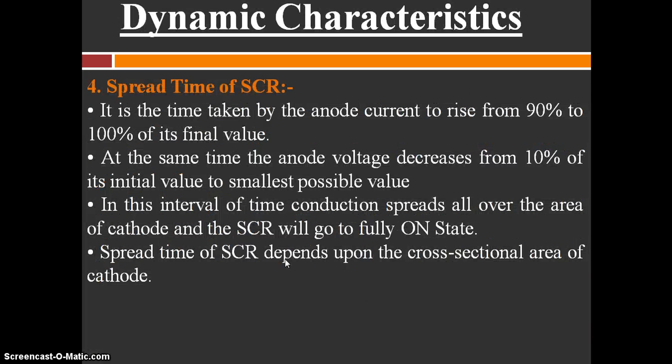Then the spread time of the SCR. It is the time in which the anode current rises from 90% to 100% of its final value. At the same time, the anode voltage decreases from 10% of its initial value to the smallest possible value. Spread time depends on the cross sectional area of the cathode. In this interval, conduction spreads all over the area of the cathode and the SCR goes fully into the on state.